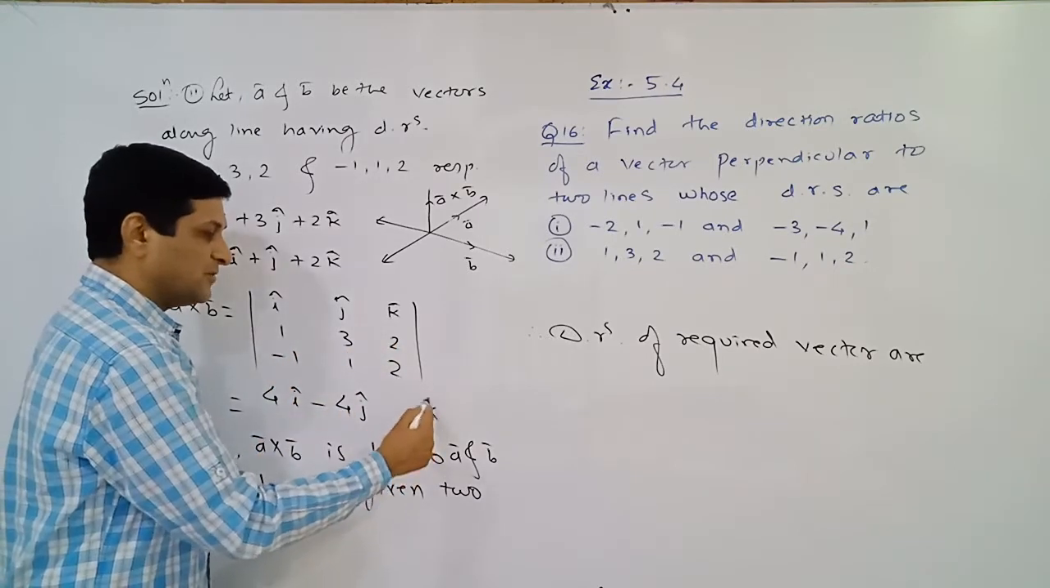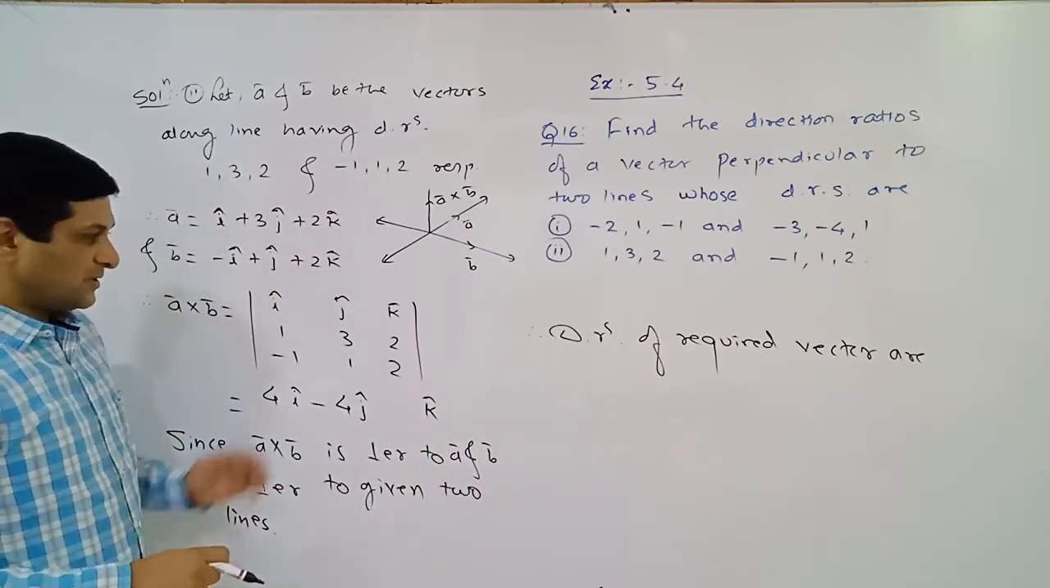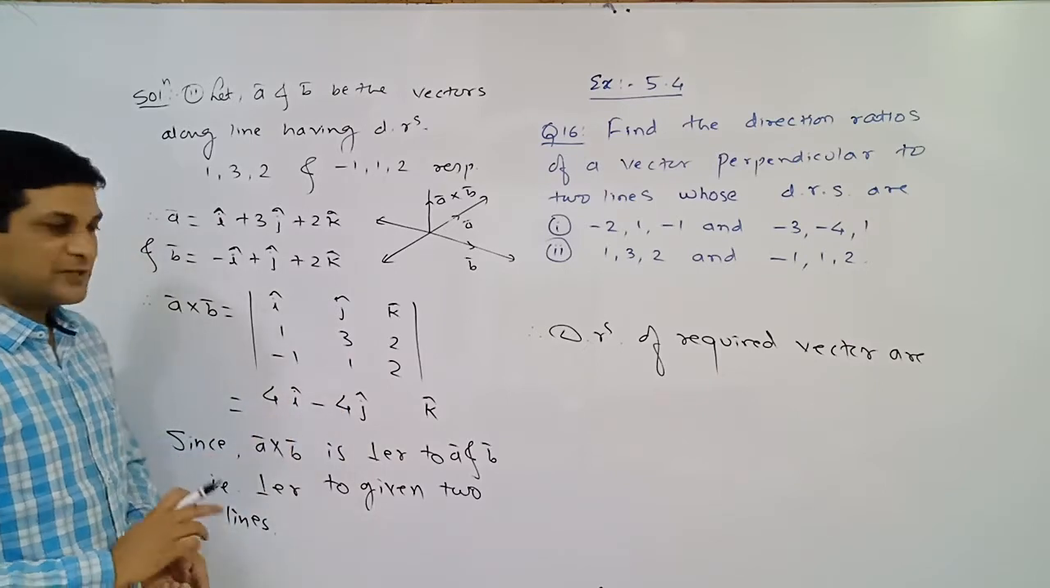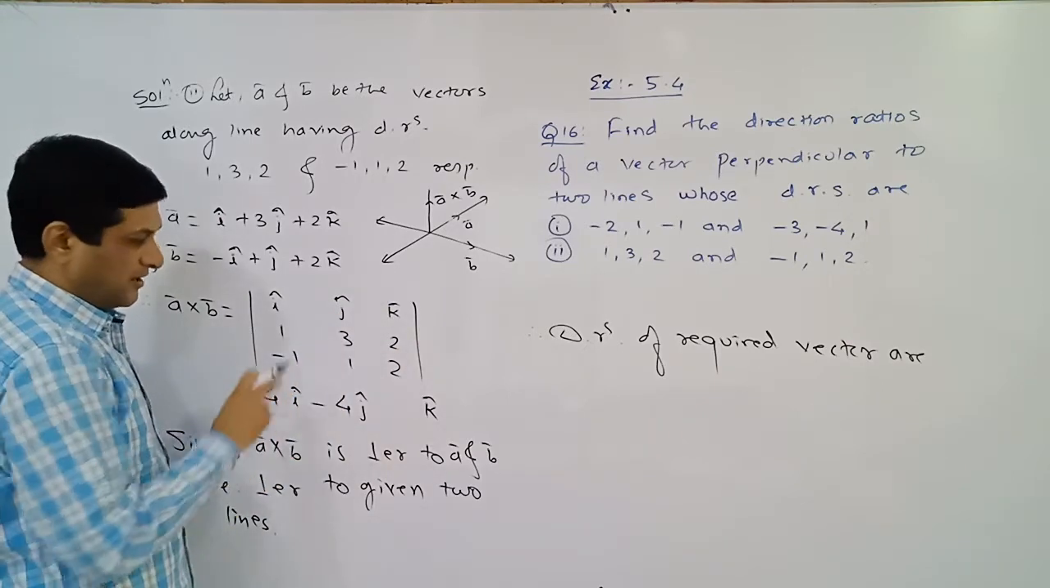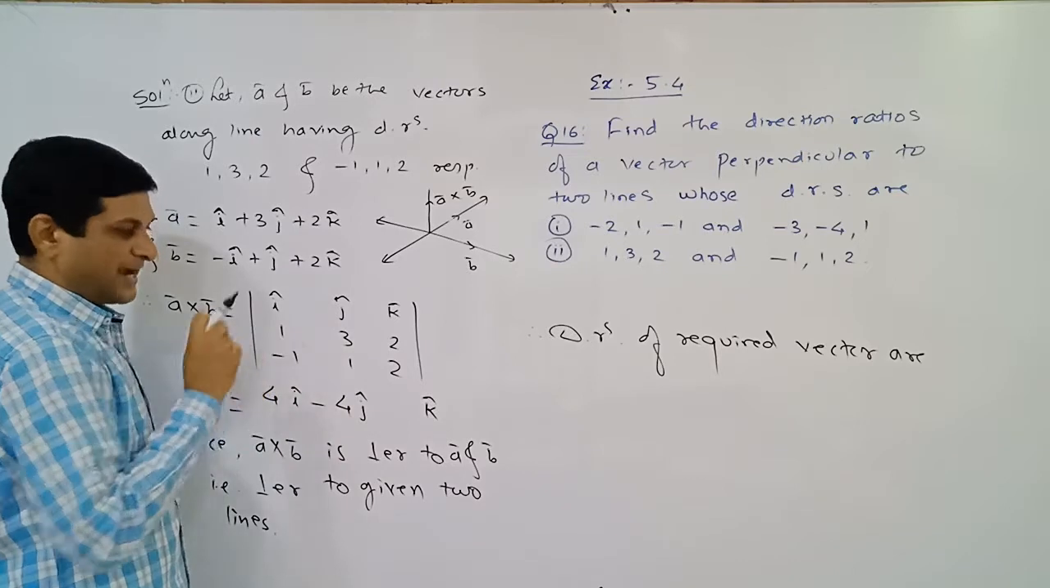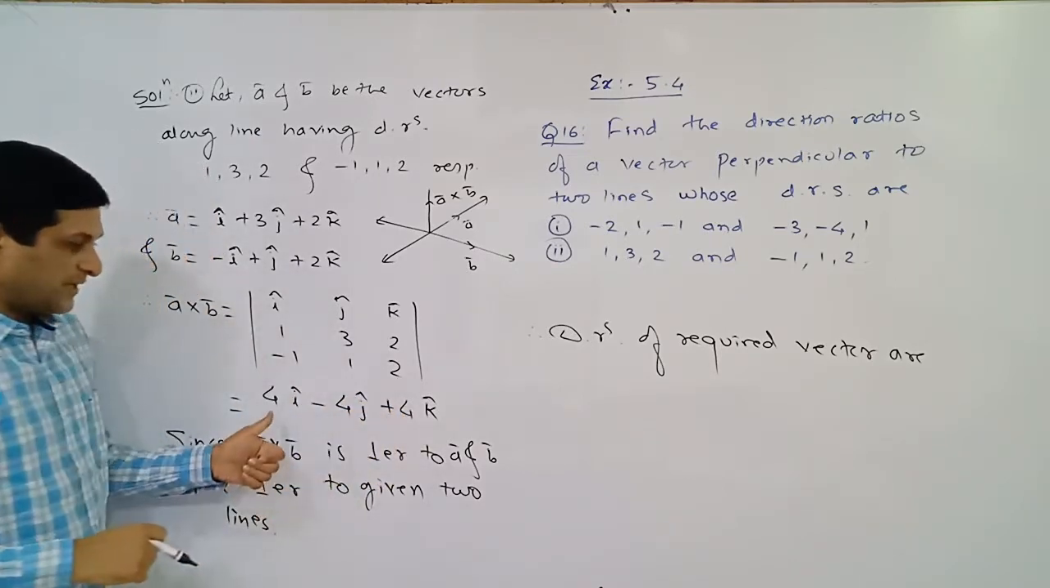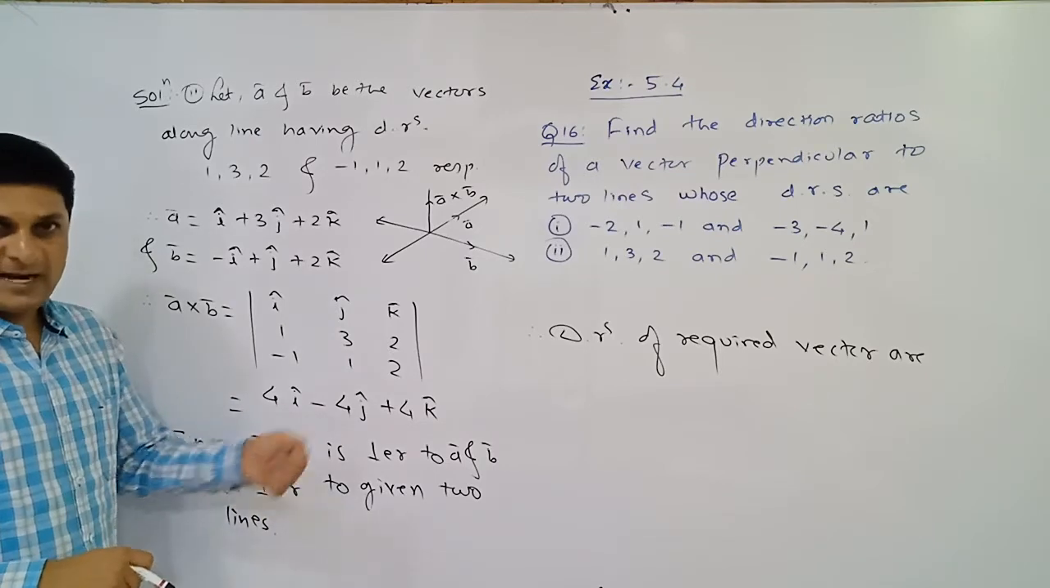Lastly, we are finding the coefficient of what? k cap. So again observe here, this product is 2 minus minus, plus 2 will be equal to 4. And now delete the third column. So this product is 1. 1 minus minus means plus 3. 1 plus 3 will be equal to 4. In this way, we have got the value of A bar cross B bar.